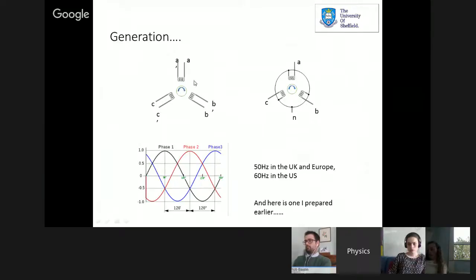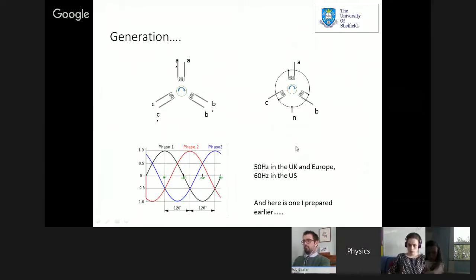In fact, you can get lots more phases on machines. You'd actually probably have an extra core there, an extra core there, an extra core there, and you wind it so you're getting more distance as it passes round. But essentially, you've probably heard the term three-phase.